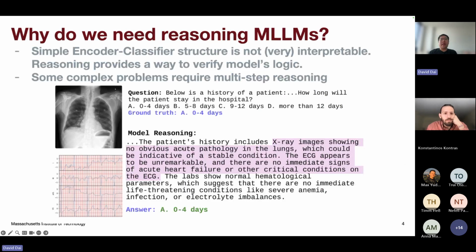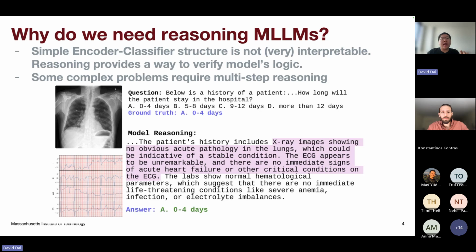Even though the current reasoning multimodal large language models are not performing that well, we still believe they are the future of AI-assisted models, mainly for two reasons. First, simple encoder-decoder-based models are usually not very interpretable, even though you can add something like a perturbation-based interpretability method. Practitioners usually find it hard to use without explicit text stating the model's own logic. Reasoning multimodal large language models provide a way to verify the models' logic with human-readable text.